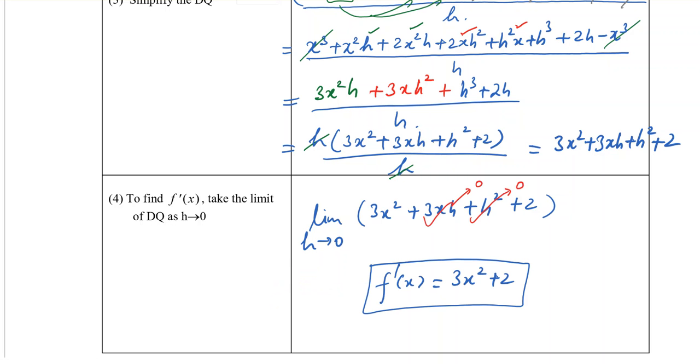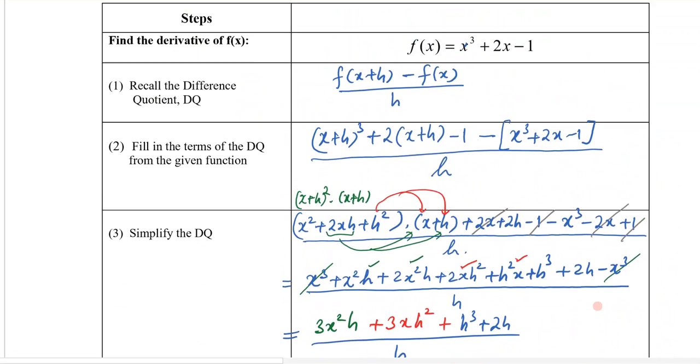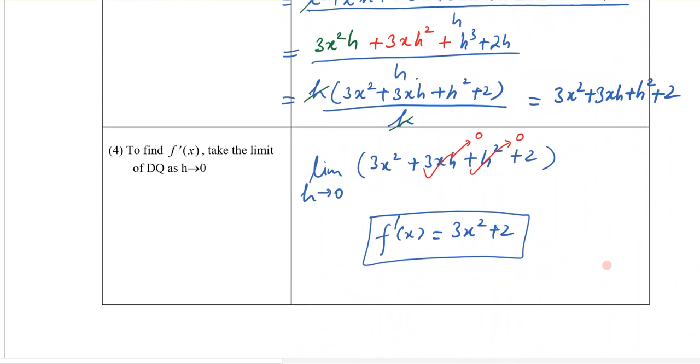So this was the delta method of finding derivatives. We plug in the values of the function in the difference quotient. We simplify it, and in the end we apply the limit as h approaches 0. So let's do a few more practice examples.